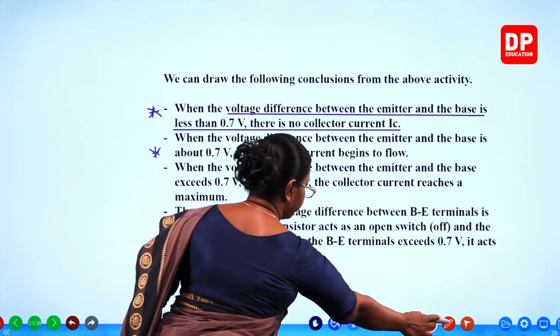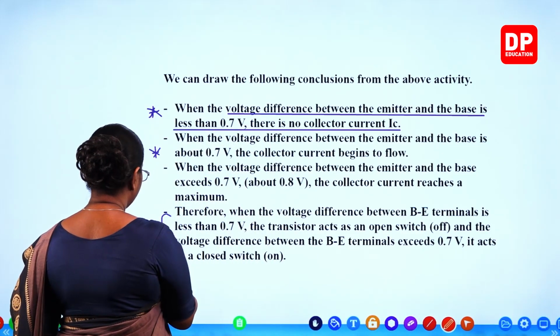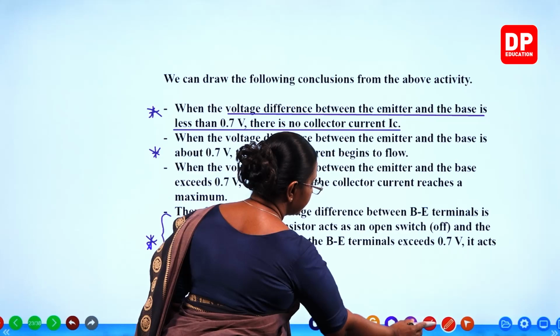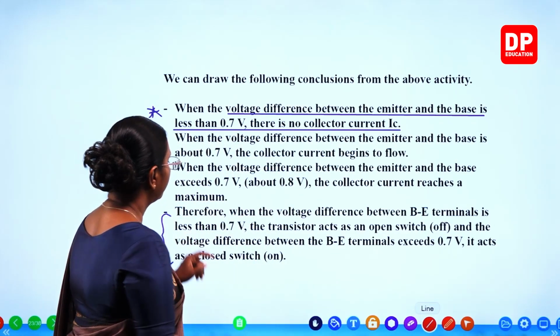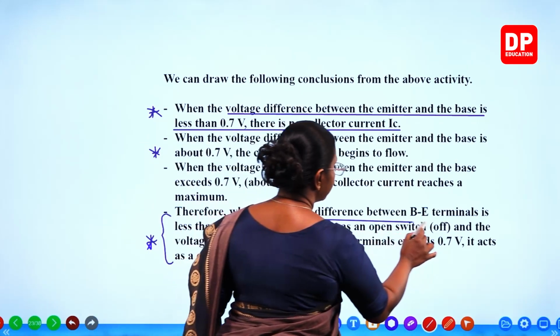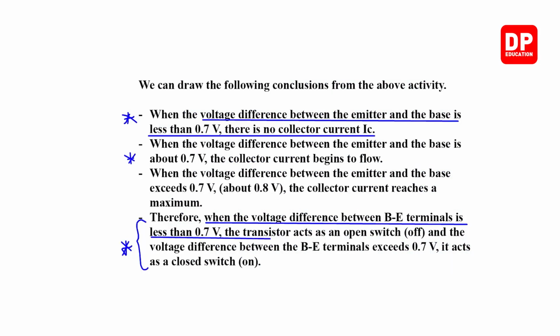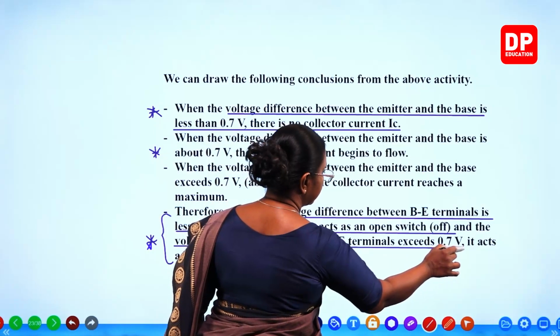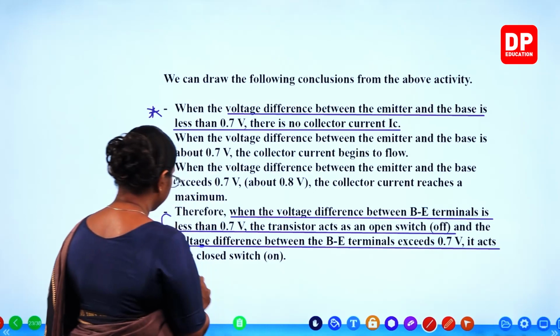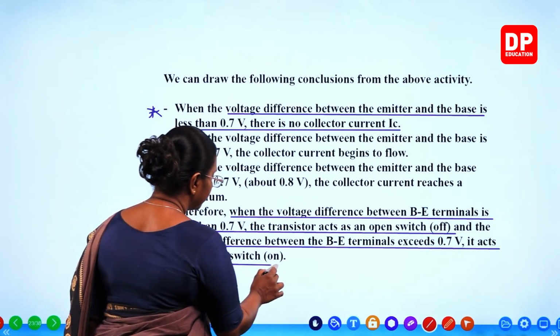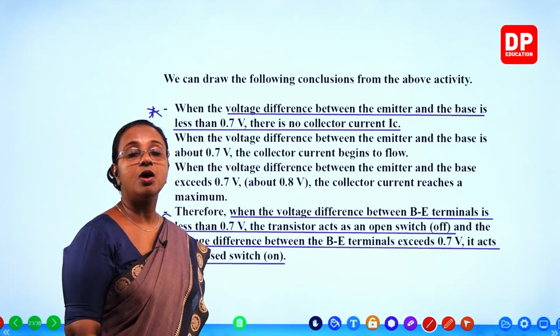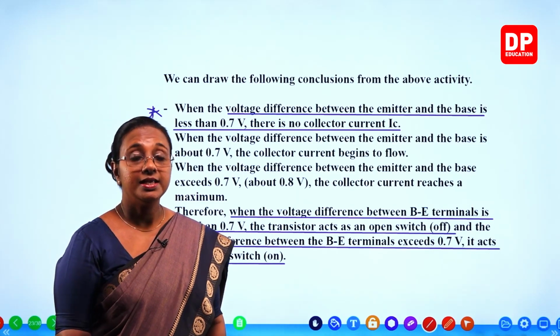So therefore, this is how the transistor acts as the switch. When the voltage difference between the base and emitter terminals is less than 0.7 volts, the transistor acts as an open switch. And when the voltage difference between the base and emitter terminals exceeds 0.7, it acts as a closed switch, or it is in the on position. Is that clear to you all?